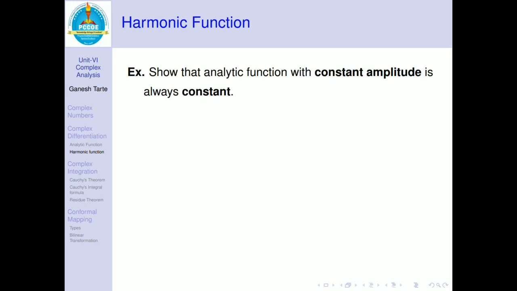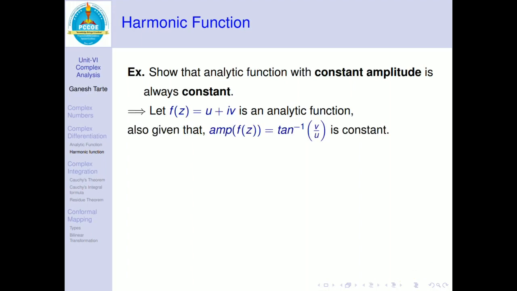Now in similar line, next problem is: show that an analytic function with constant amplitude is also constant. So instead of constant modulus, now amplitude is given, and we know that if f(z) = u + iv is the analytic function, then its amplitude, meaning its argument theta, is equal to tan inverse of imaginary part upon real part, that is tan inverse v by u, is constant.